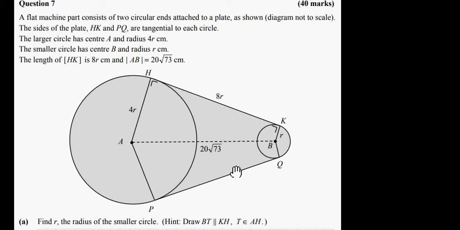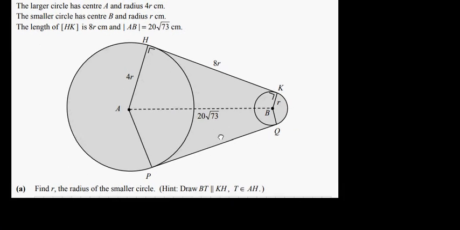Okay, so the first thing we've got to do here is find what r is. We've got to work out what r is, and it gives us a hint here. It says draw BT, which is parallel to KH. So we've got to draw B up to here, which is parallel to HK. So let's just do that first.